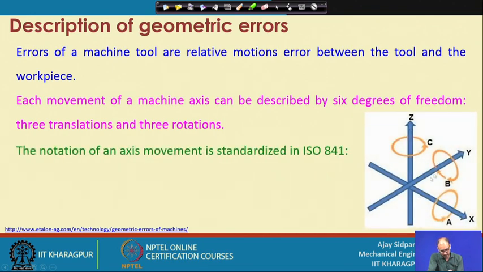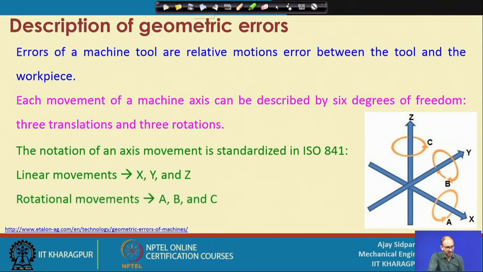These are the 3 axes x, y, z, all perpendicular to each other. If there is a linear motion, we consider x, y and z as the linear motions. The rotation around x is the a axis, rotation around y is the b axis, and rotation around the z axis is the c axis. So, these are the nomenclature, we have seen this long time before.